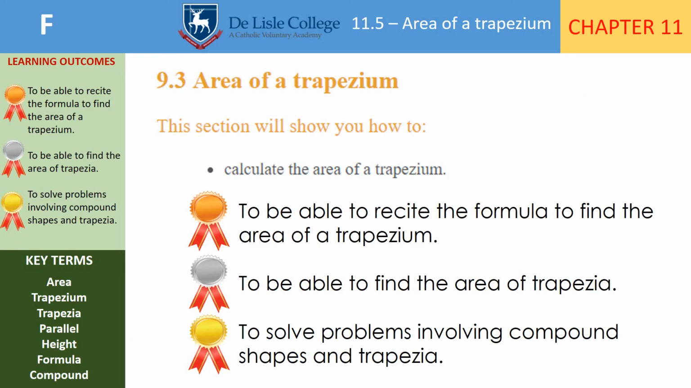Okay, so as we've said, today is the area of a trapezium. So bronze learning is to be able to remember the formula. You do need to learn it. Silver is to be able to use it, to be able to find the area of a trapezium. Trapezia is the plural, as I've said. And gold, again, is to solve problems involving compound shapes and trapezia. It's always just that added degree of difficulty. Our keywords are on the left-hand side.